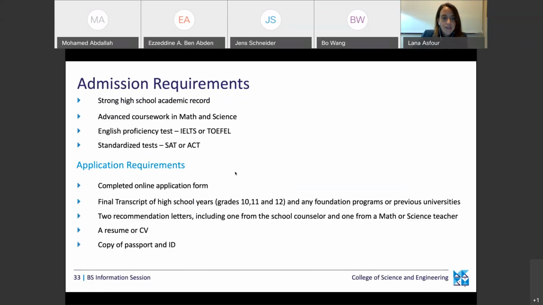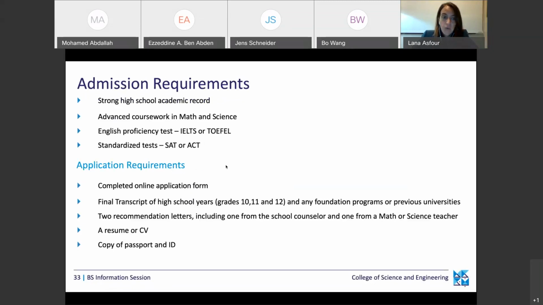Yeah, perfect, thank you. So the next requirement is standardized tests. We require the SAT or the ACT exam. It's really important that you do take one of these tests. We are not test optional. We do not have exemptions.